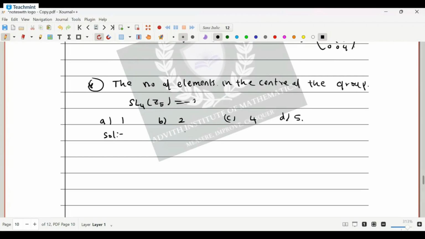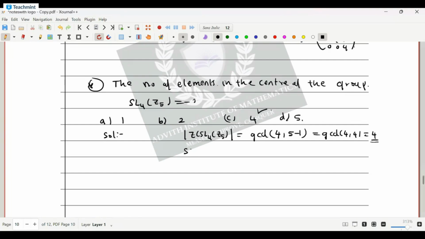What is the formula? The cardinality of Z of SL4 of Z5 is equal to the GCD of 4, where n is equal to 4, and q is equal to 5 minus 1, sir. So which is equal to GCD of 4 comma 4, which is equal to 4. So cardinality is equal to 4. So what are the elements in it?